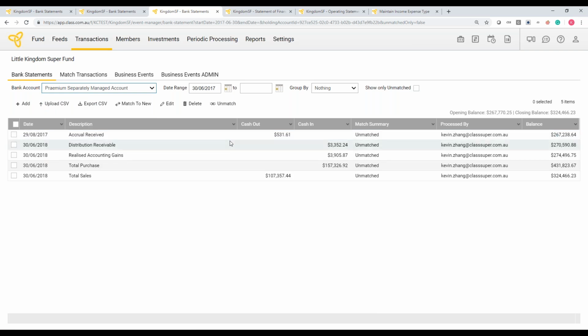But now they're received as cash. So what I'm doing now is I'm processing $531.61 as cash out to reduce the portfolio. But on the flip side, I need to match that with the cash. So all the transactions happen. This is usually the dividend distribution received immediately after the financial year, 1st July. So let's go match them.